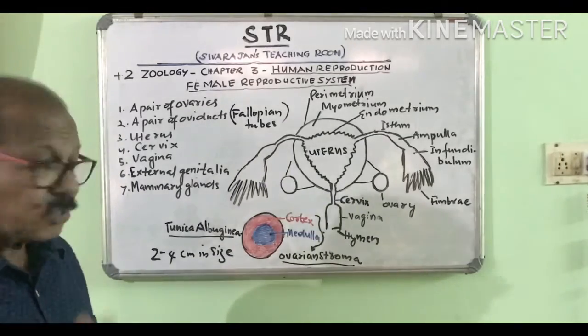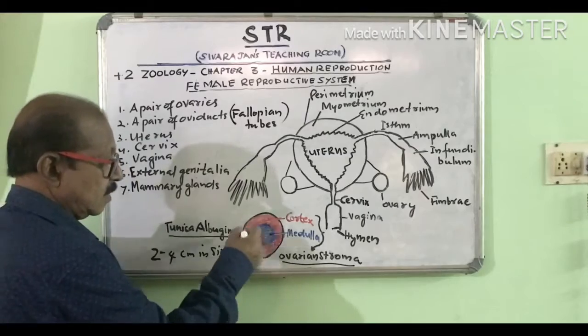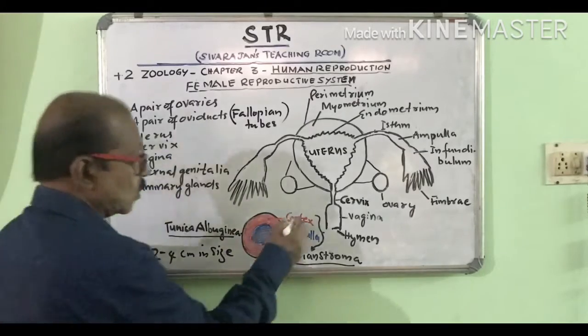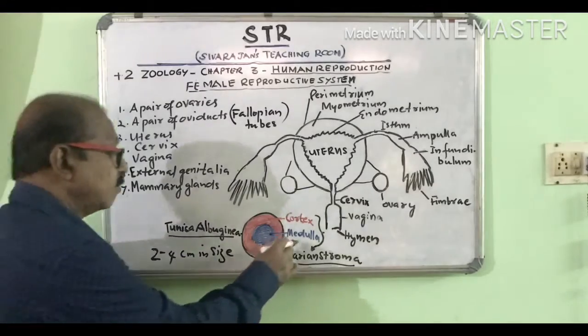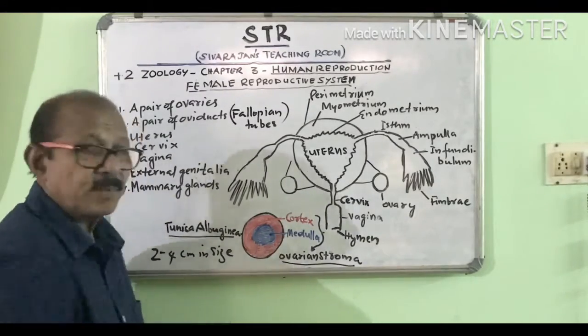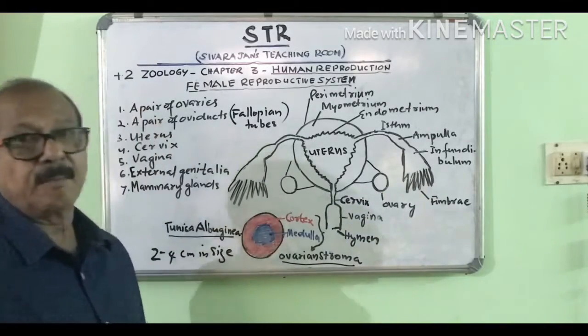And it has two regions. See, the red colored portion on the outside is the cortex, and the blue shaded portion in the middle is the medulla. So the ovarian stroma has two regions, the external cortex and the internal medulla.